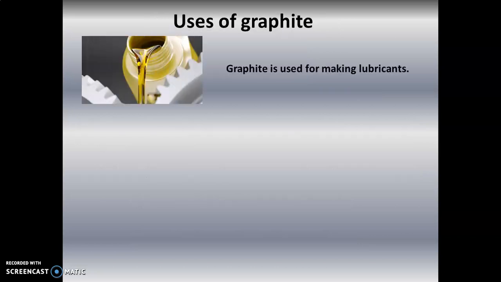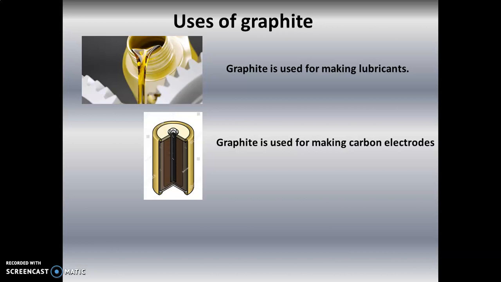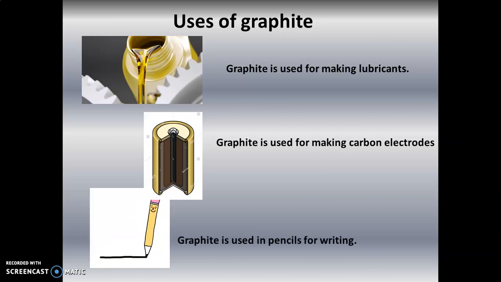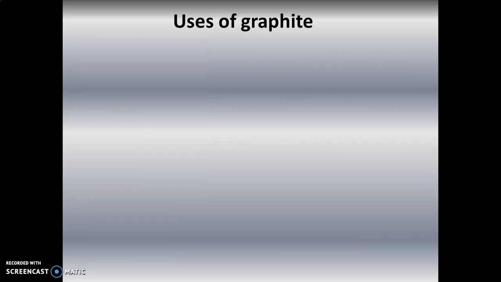Now the uses of graphite. It is used for making lubricants because it is slippery in nature. It is also used for making carbon electrodes because it is a good conductor of electricity. You have studied the structure of a dry cell in 8th standard, so you know that graphite is used for making carbon electrodes. And of course it is used in pencils for writing.